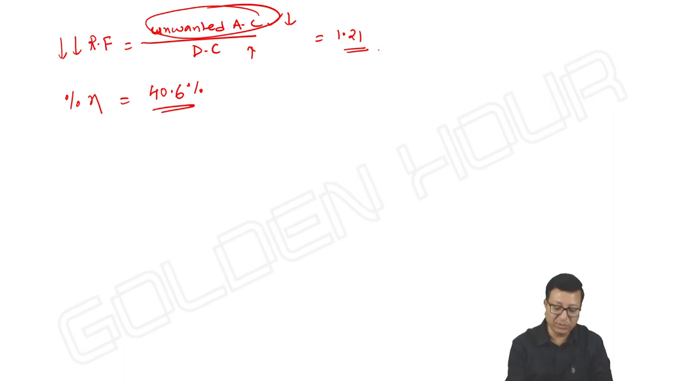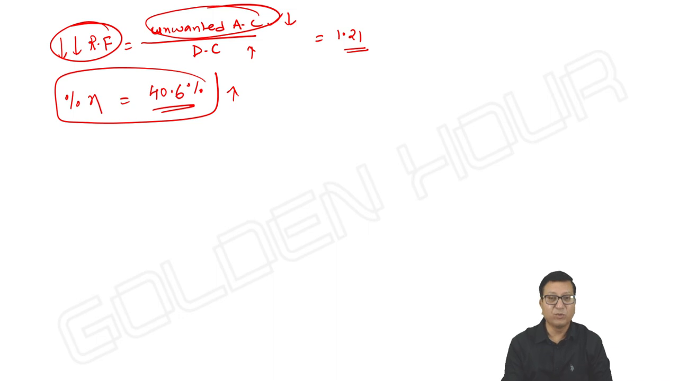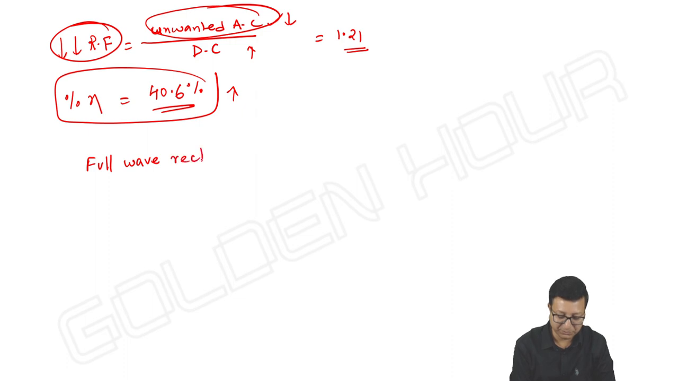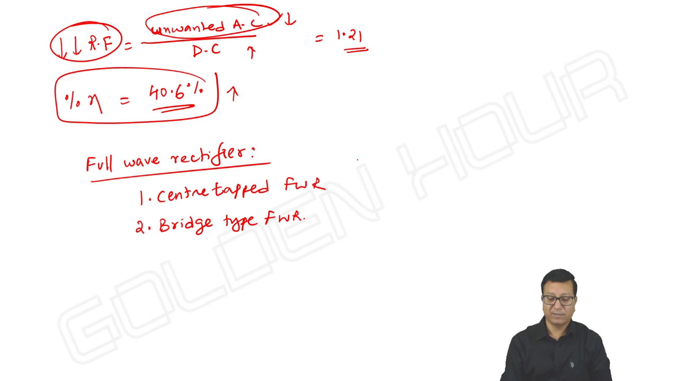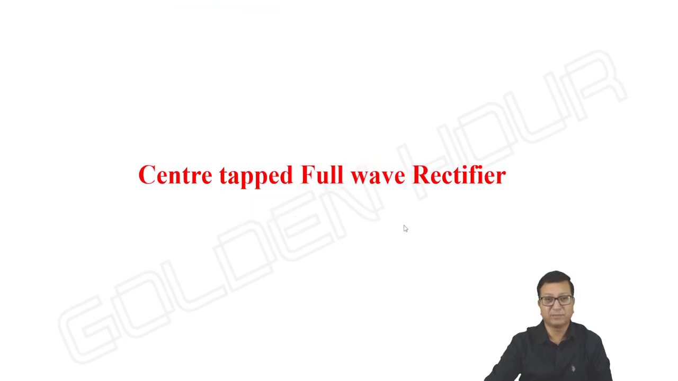To improve these two things, to reduce the ripple factor and to increase the conversion efficiency, we are going to the next circuit, that is the full wave rectifier, in which we have two categories. One is the center tapped full wave rectifier, and the second one is the bridge type full wave rectifier. Okay, let us start with this center tapped full wave rectifier.